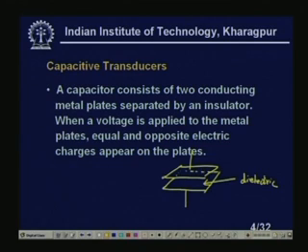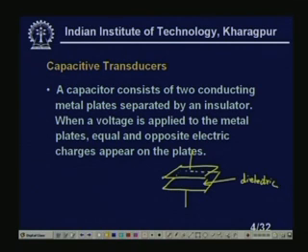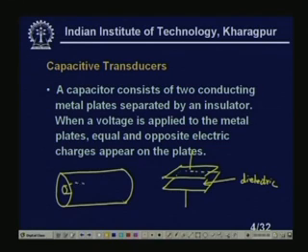medium. When a voltage is applied to the metal plates, equal and opposite electric charges appear on the plates. And interestingly, these plates can be a cylinder also, that we will see later on. It is not necessarily rectangular, it can be circular also. That means we can have a sensor like this: one plate is a cylinder like this one, and inside there is another plate which looks like this. So we can take out two terminals from here and here, and if you measure the capacitance, this is also a capacitance sensor.